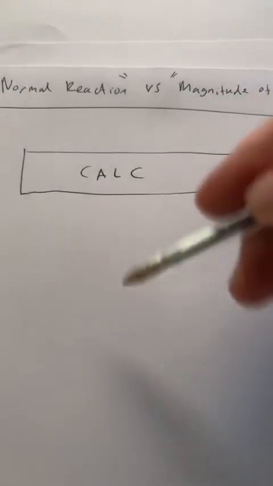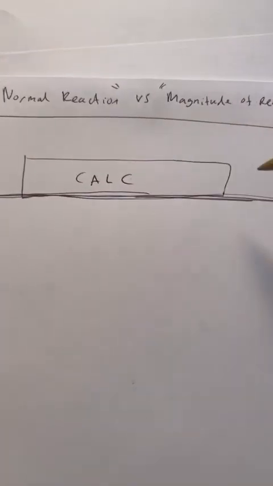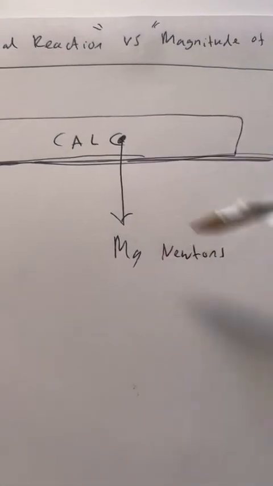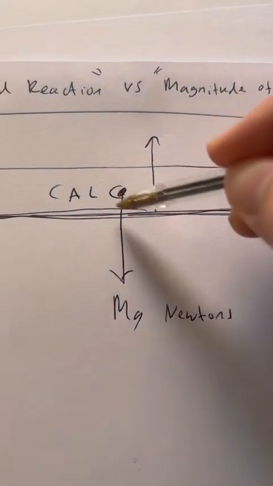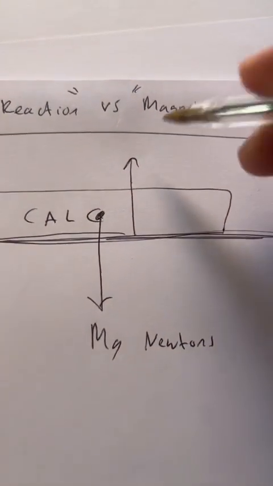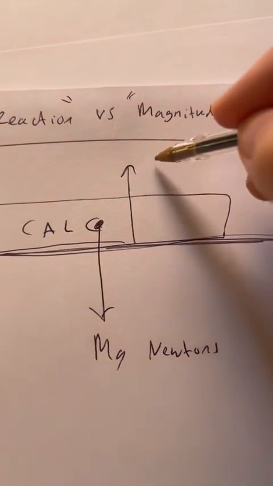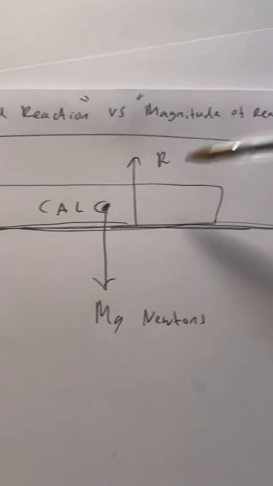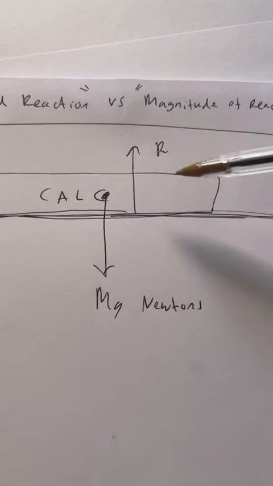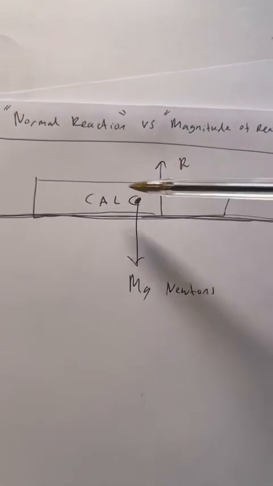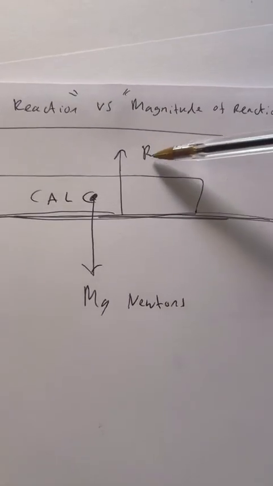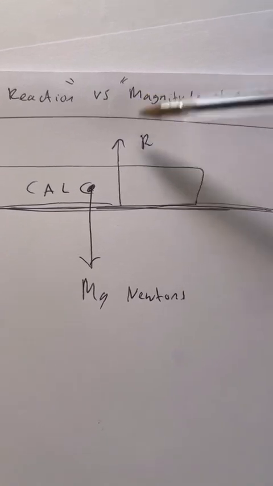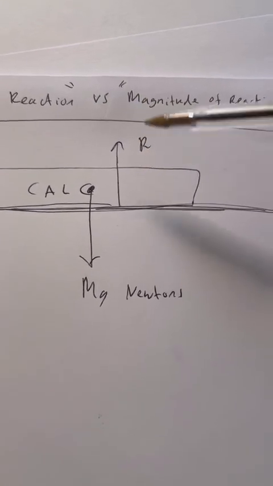So that there is my calculator. We got the table there. Calculator's got a weight of mg newtons going down. And so we have this reaction force, which is going opposite to the weight in this direction here. And that is our reaction force here. We'll just call this R. Now this R literally is the magnitude of the reaction force, right? We have one force, one weight going down, and we have a reaction force. That value, whatever this value is here, that is the reaction force. That is the magnitude of the reaction force.